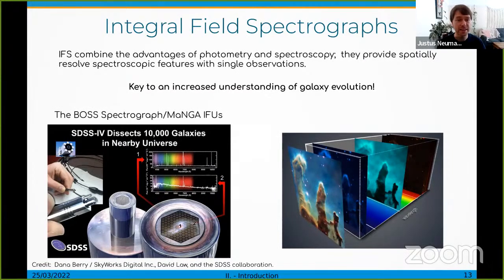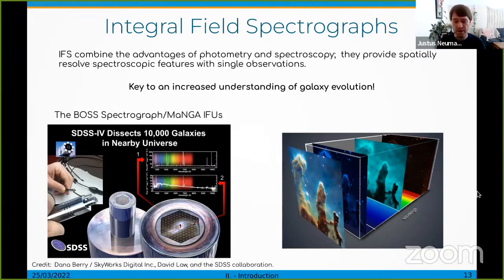And this has really been a key to an increased understanding of galaxy evolution, because we can look at local scales and we can start to understand the internal processes in galaxies, what drives star formation, what drives the build-up of metals in galaxies, and so on. One of the integral field spectrographs is the BOSS MaNGA spectrograph, which is shown here on the slide on the left-hand side. We have these fiber bundles and cover with each fiber bundle one galaxy, and we get spectra from the center of the galaxy or from the outer parts of the galaxy, and so on.